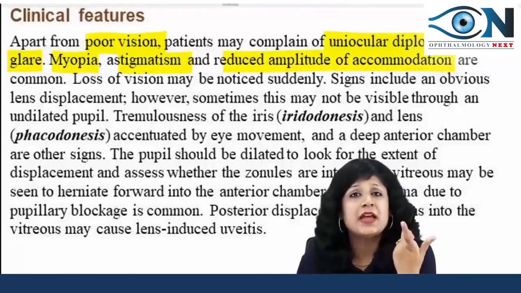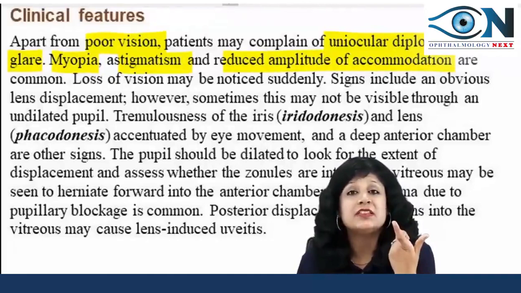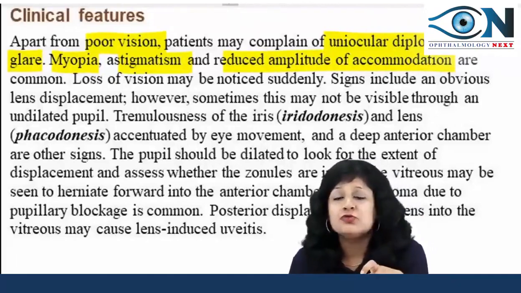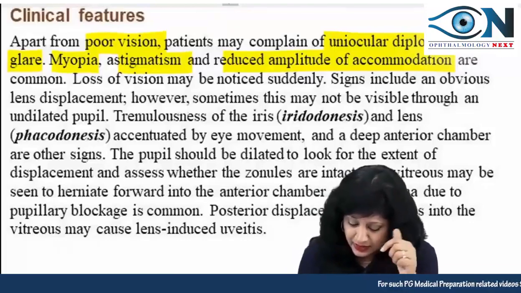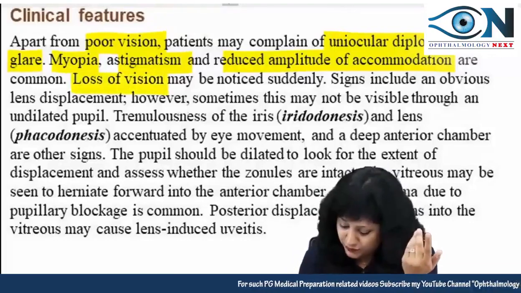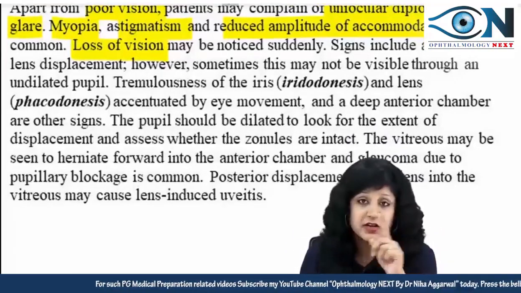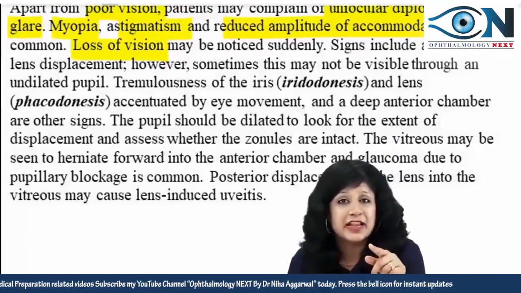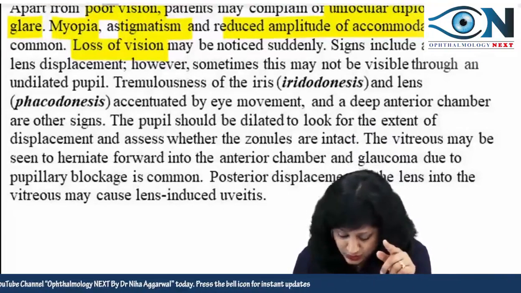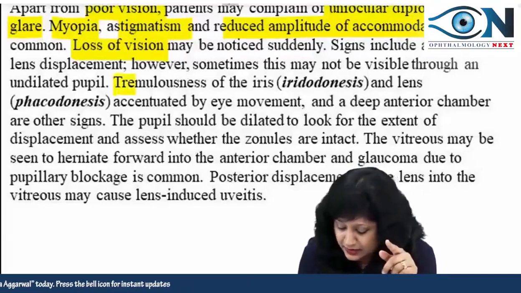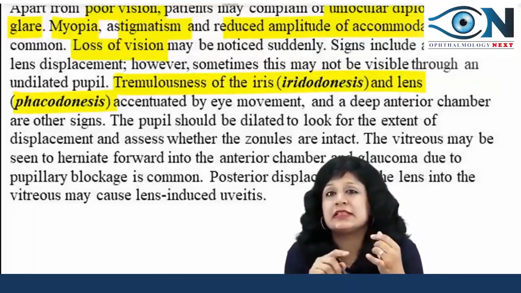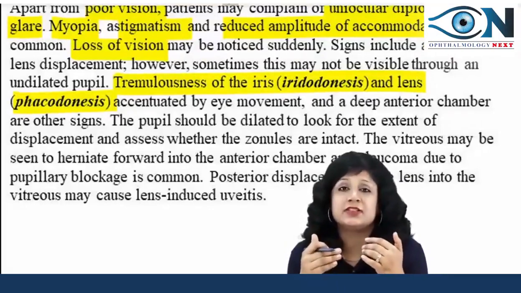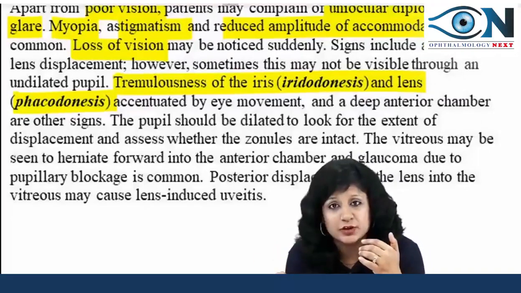So this could be asked as a question: what are the things that could be expected in a person who has subluxation of the lens? Obviously loss of vision or poor vision will be there. Signs: you will appreciate the displacement of the lens when you do the slit lamp examination. And associated with this, I will have phacodonesis and iridodonesis, because subluxation of the lens most probably occurs due to the weakening of zonules.